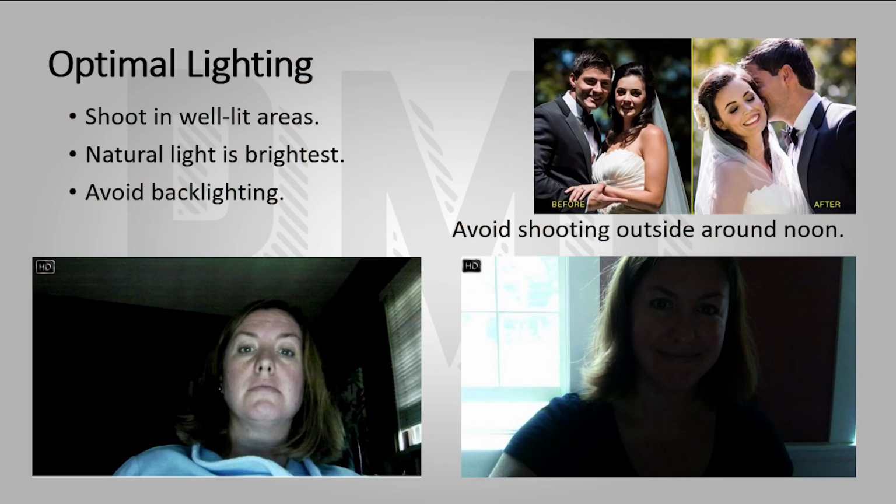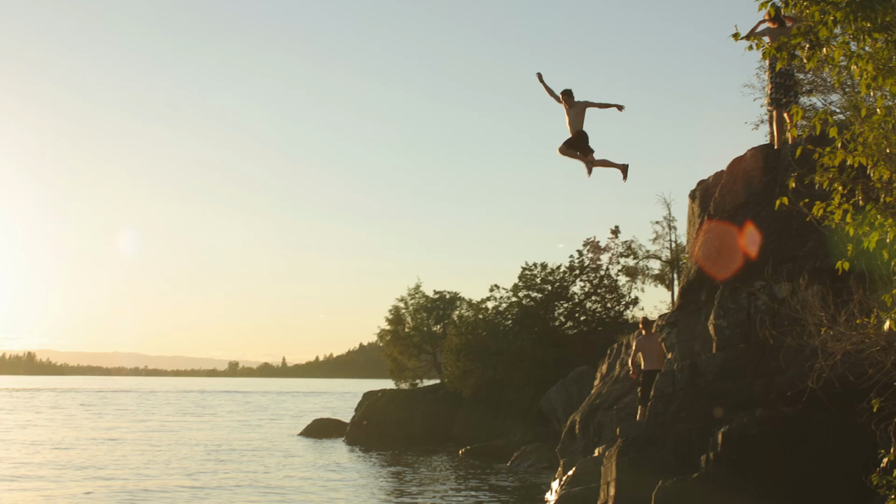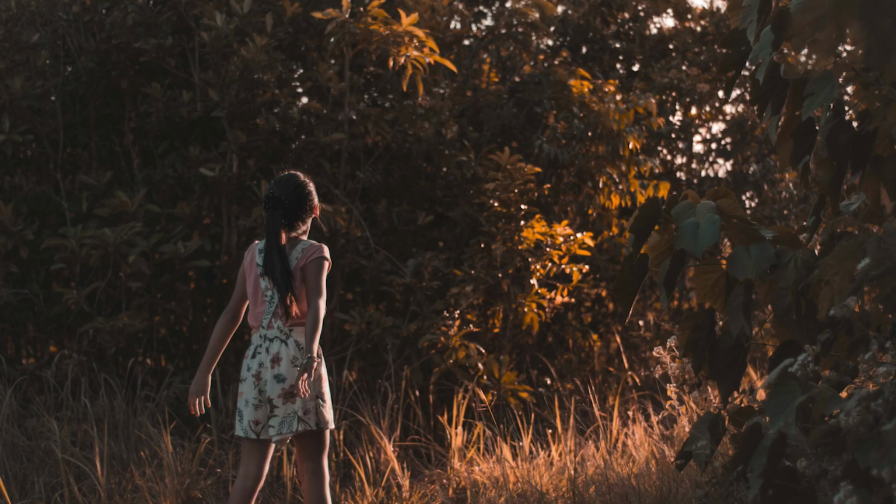Also, unless you want unflattering shadows on your face, try to avoid shooting outside around noon or midday. Plus, you'll look sweaty with a constant squinty look. Check out how glorious golden hour lighting is in comparison. It's basically nature's Instagram filter. If you are stuck filming outside in the middle of a day, you can move into a shaded area as long as your background isn't too bright.